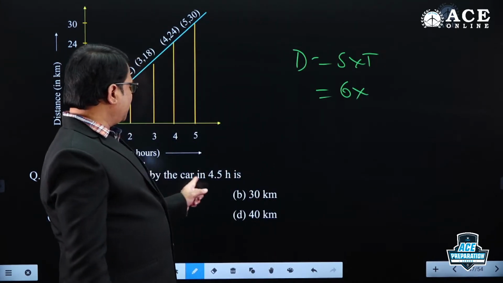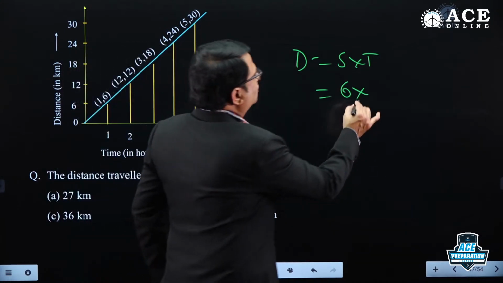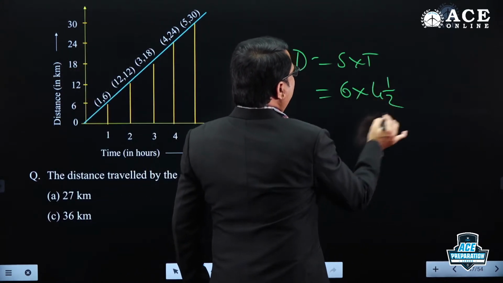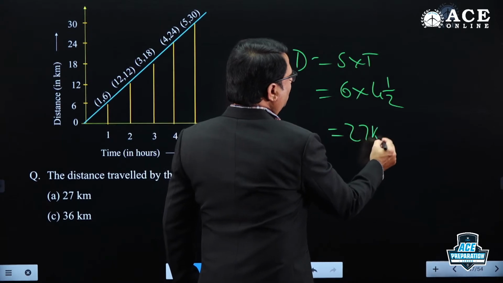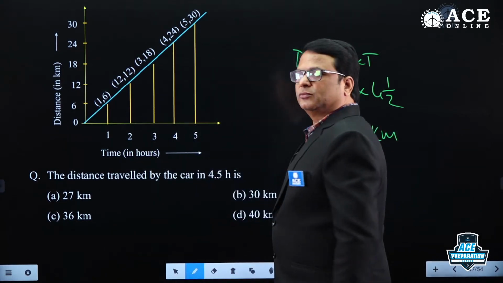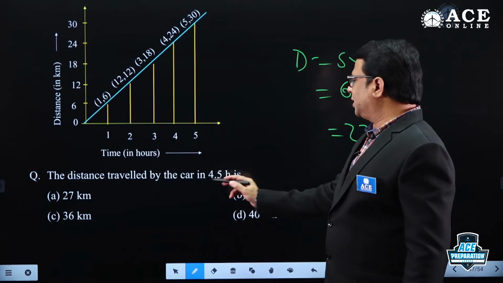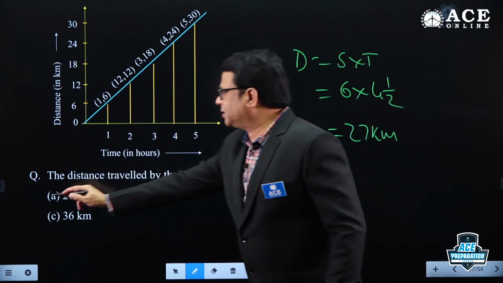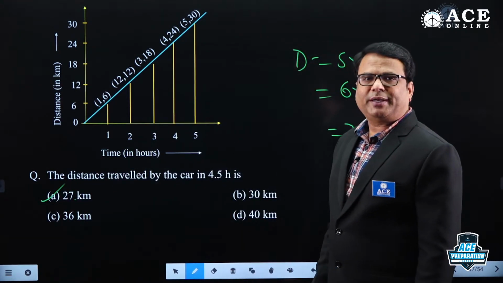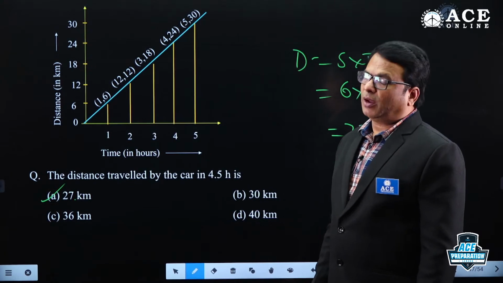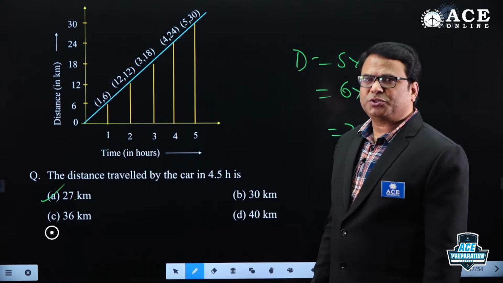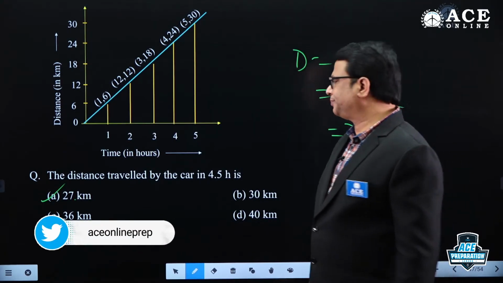What is the distance covered by the car in 4.5 hours? So time is 4.5 hours. That will give you 27 kilometers. So the distance traveled by the car in 4.5 hours is 27 kilometers. Okay. Now let us go for the next set of questions under the line graph.